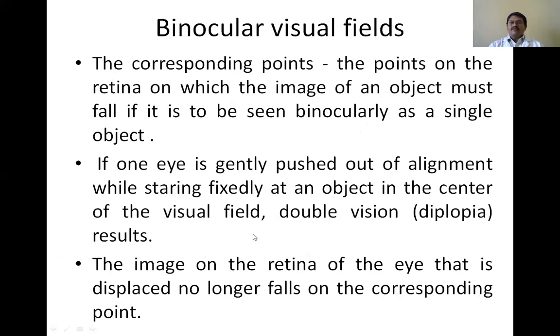Suppose I gently push the eye to misalign it, creating some difference in these areas; you perceive diplopia, or double vision. Suppose the image on the retina no longer falls on the corresponding point, you perceive diplopia. If the corresponding points are not matched, you perceive diplopia.